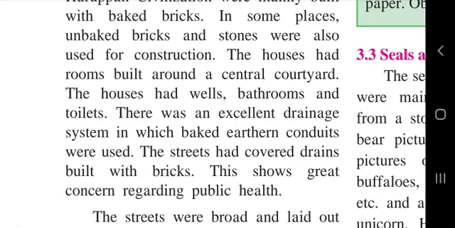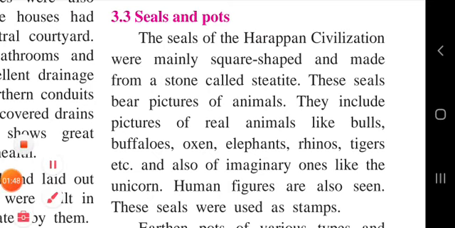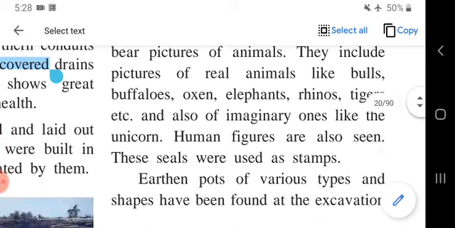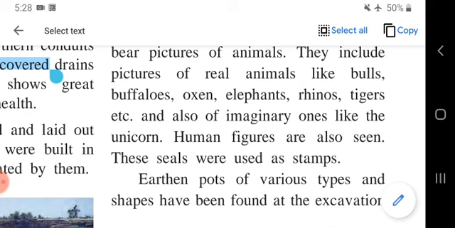Next, we are going to seals and pots. Harappan seals were mostly square shaped, made from steatite. The pots and vessels of various sizes were of red terracotta. Designs of leaves and flowers and animal motifs on these pots were in black color. There was a custom of burial of the dead along with the pots.